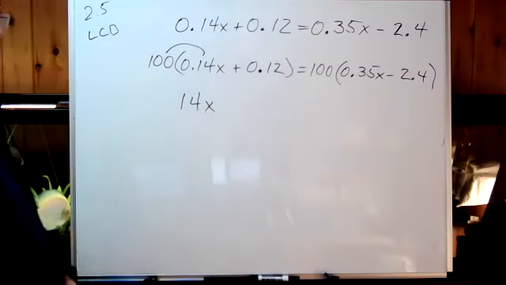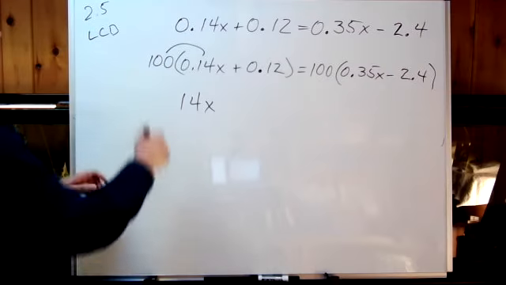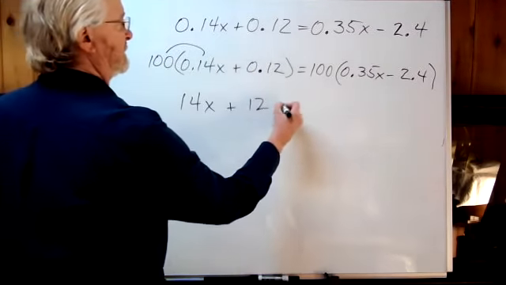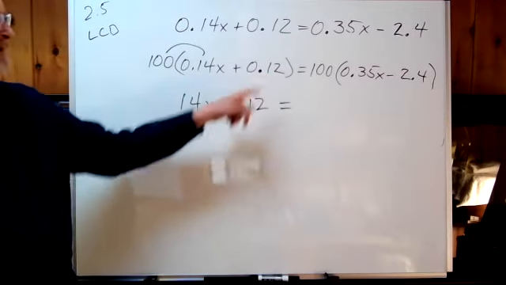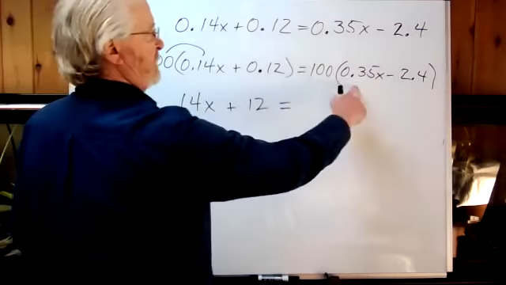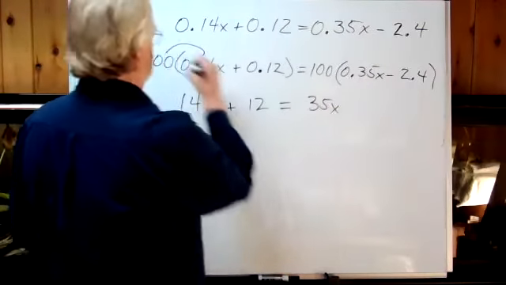Is that okay? So 100 times this next number is just 12. 100 times 12 cents is now $12. 100 times 0.35x is now 35x.